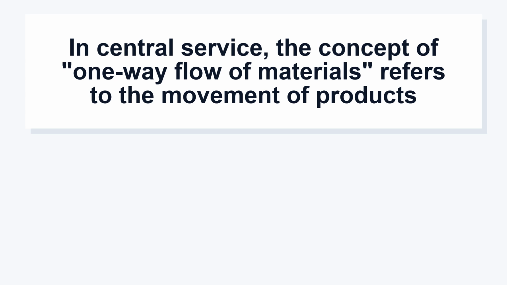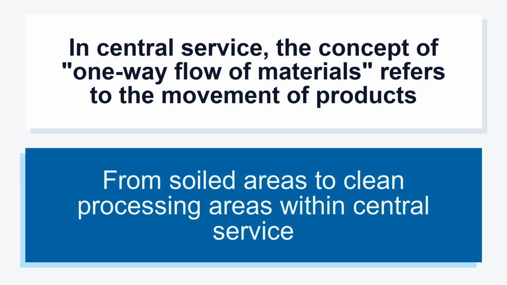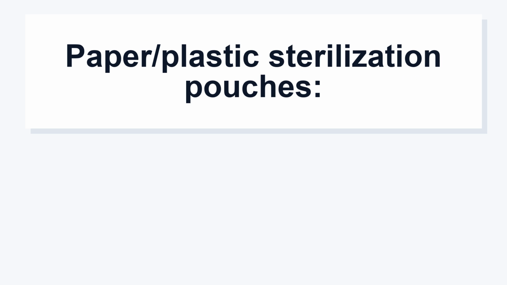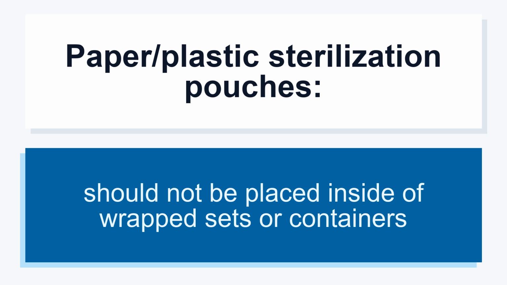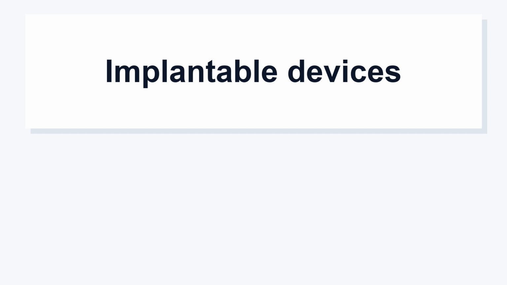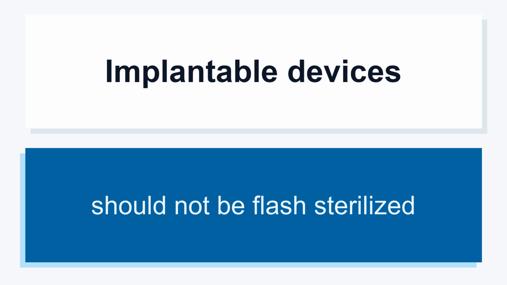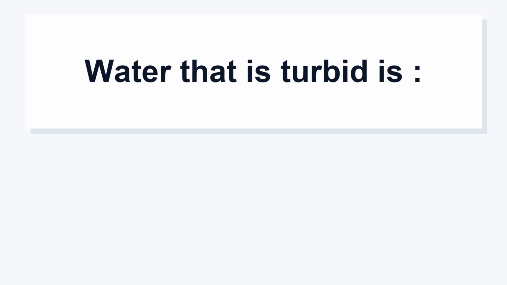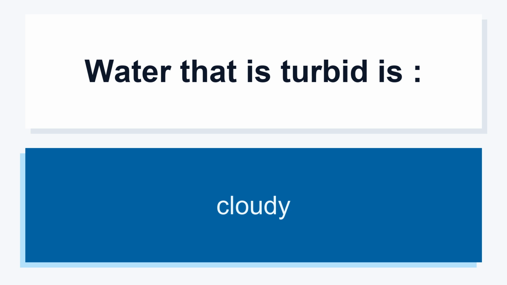In central service, the concept of one-way flow of materials refers to the movement of products from soiled areas to clean processing areas within central service. Paper/plastic sterilization pouches should not be placed inside of wrapped sets or containers. Implantable devices should not be flash sterilized. Water that is turbid is cloudy.